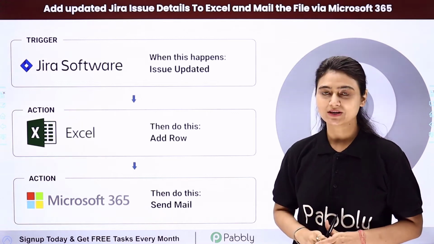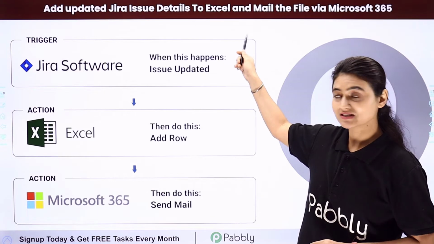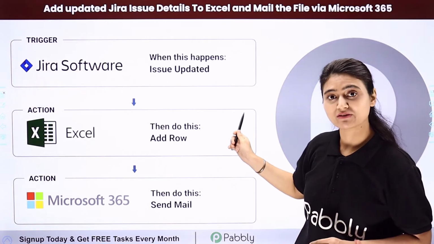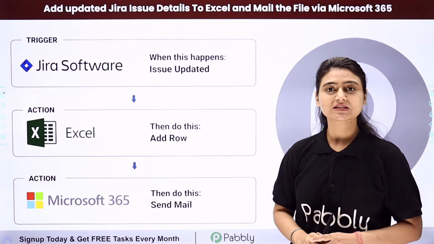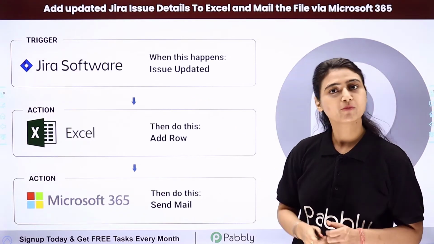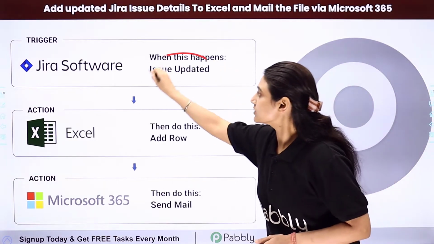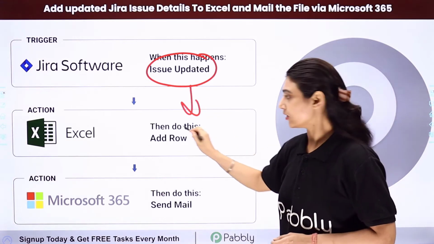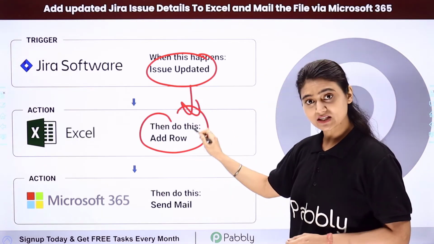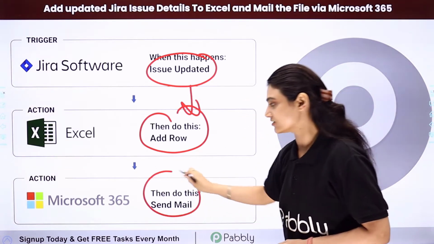In this video, we will learn how you can automatically add updated Jira issue details to an Excel sheet and then mail the Excel file via Microsoft 365. So let's say you run a business and you use Jira software for project management purposes. Now you want that every time an issue is updated in Jira software, the details should be added as a row in an Excel sheet, and this updated Excel sheet should be mailed via Microsoft 365.